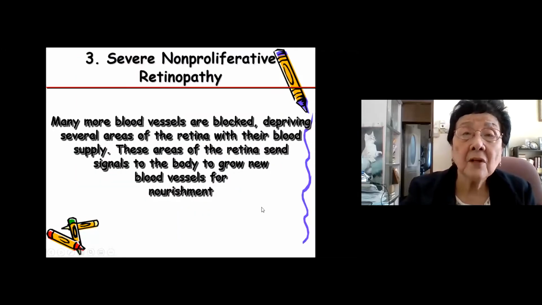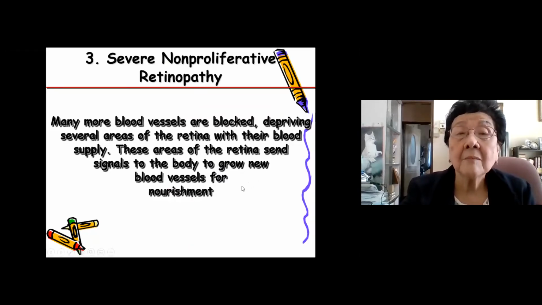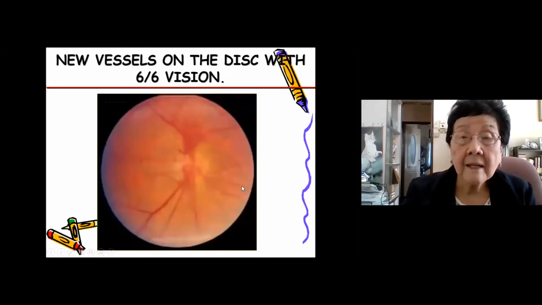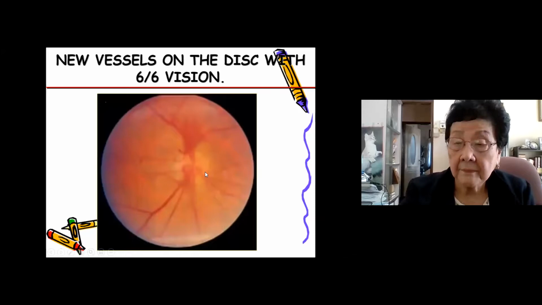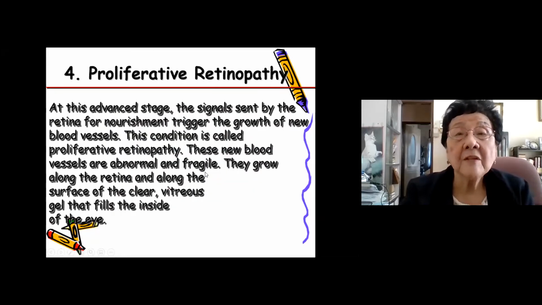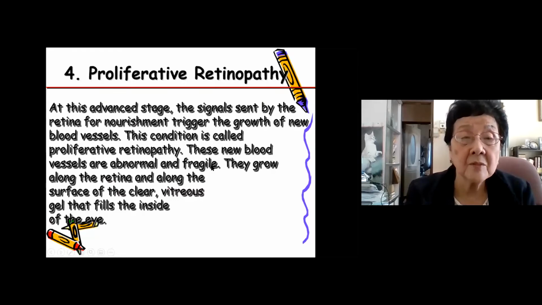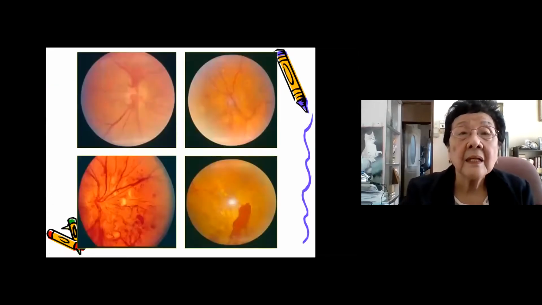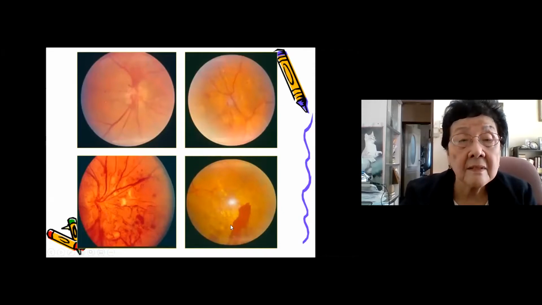In severe non-proliferative retinopathy, the blood vessels actually get blocked, and several areas of the retina are blocked from their blood supply. New vessels on the optic disc, you can see. Proliferative retinopathy, in the advanced stage, the signals sent by the retina for nourishment. Here you can see new vessels. You can see progress in the blood vessels. You can see actual bleeding into the vitreous.